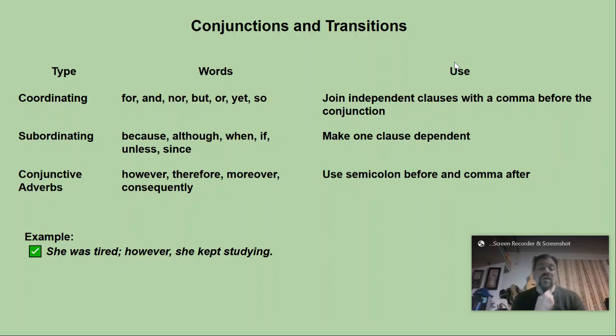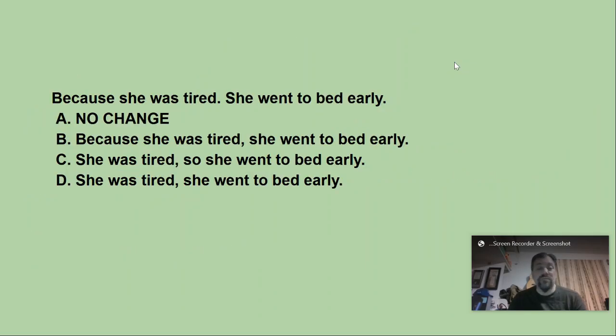Conjunctions and transitions. As you can see in the example, "She was tired. However," you always want a comma after "however." The coordinating conjunctions, for, and, nor, but, yet, or, so, join independent clauses with a comma before the conjunction. Subordinating conjunctions mean you have an independent clause dependent on one, so you need at least one dependent clause when you're using those. Conjunctive adverbs are however, therefore, moreover, consequently. Use semicolons before them with the comma after, as with "however," which is probably the biggest one.